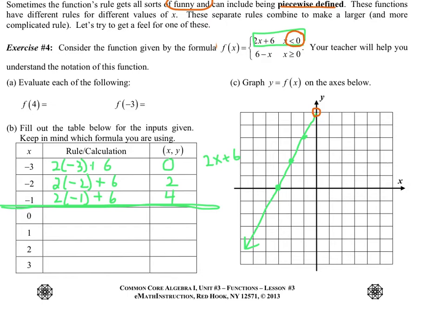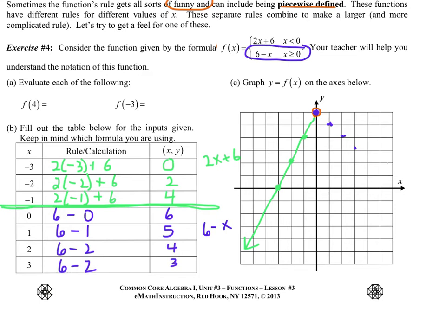So now our function changes. Now our function becomes, for anything more than 0, our function becomes 6 minus x. So our rule down here is to take 6 and then subtract x from it. So I'll do those calculations as well. 6 minus that x, 6 minus this x, 6 minus this x, 6 minus this x, and I'm going to do those calculations and plot those points as well.